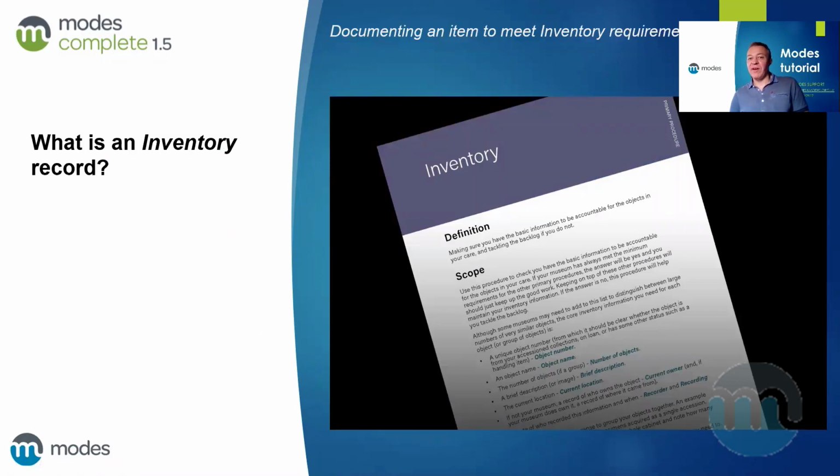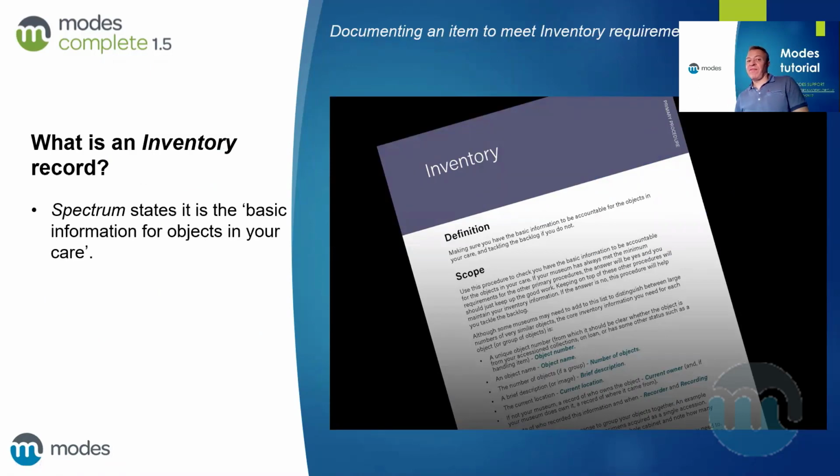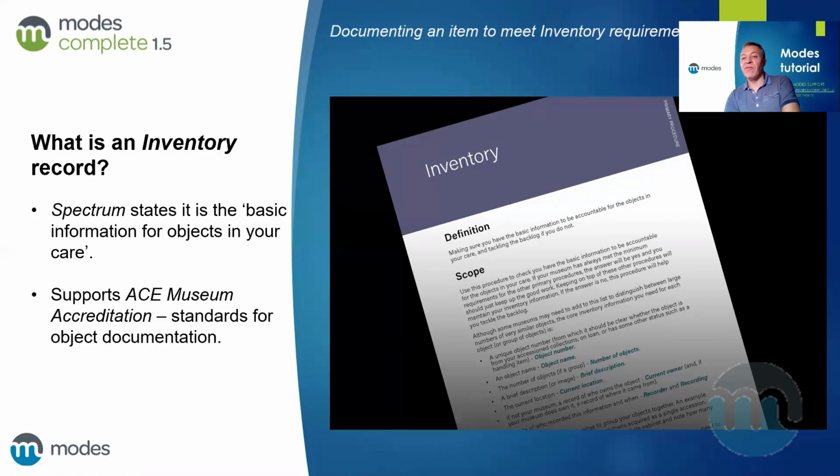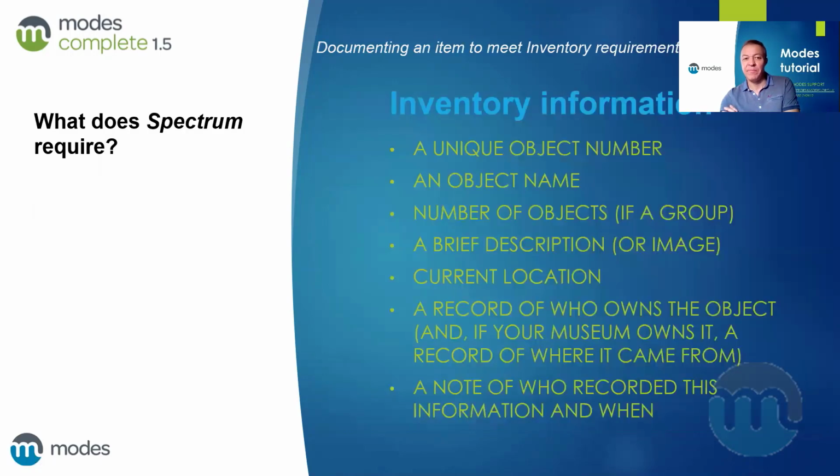What is an inventory record? Well, Spectrum states that it's the basic information for the objects in your care. It also supports museum accreditation standards and is the perfect way for tackling a backlog. It's a quick way to get data in about objects in your collection.